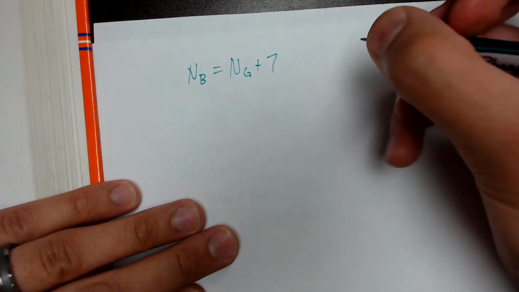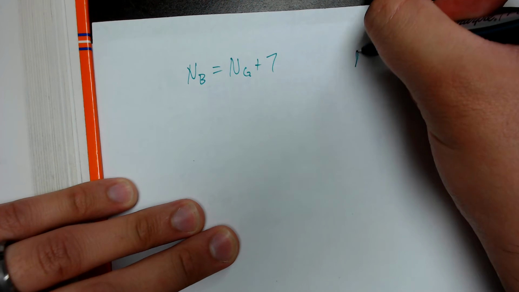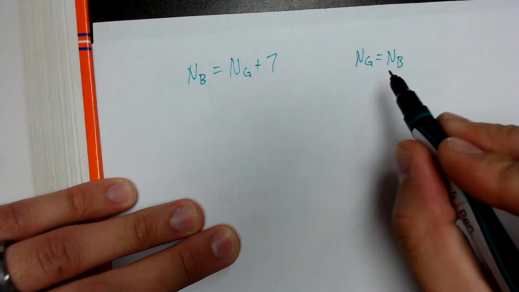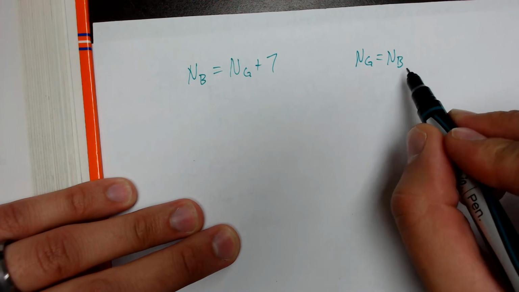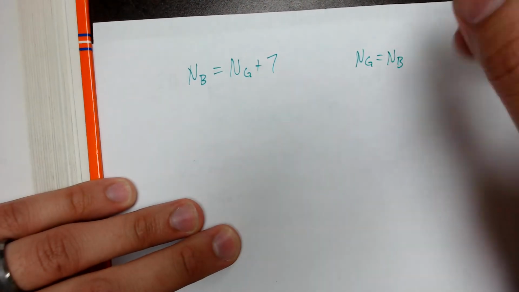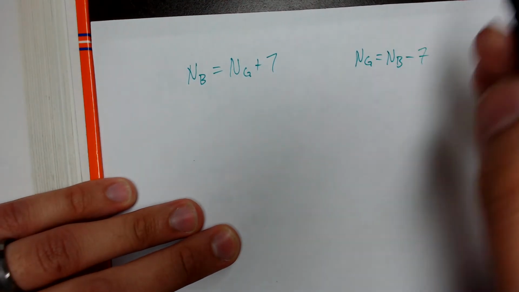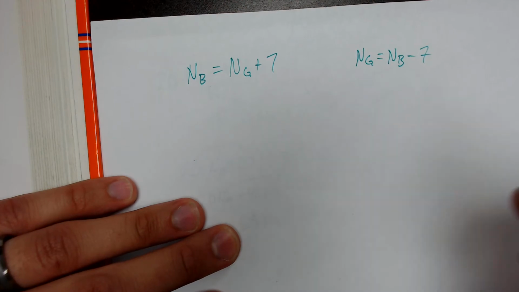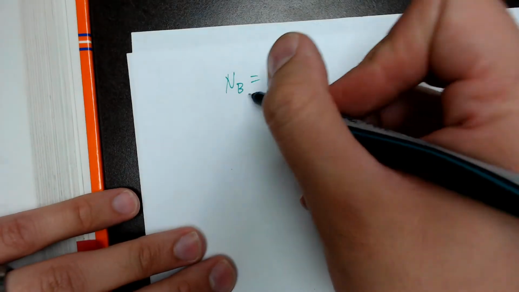The other way I could have done this is I could have set them equal, like number of girls is equal to number of boys. That is not true because boys is bigger than girls. By how much is it bigger? By 7. So I can either make the smaller number bigger or I can make the bigger number smaller. So if I take number of boys minus 7, then that's true again. So two different ways to solve this, but I'm going to focus on using this one.